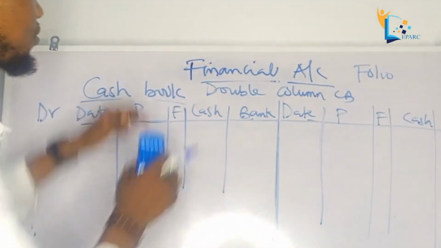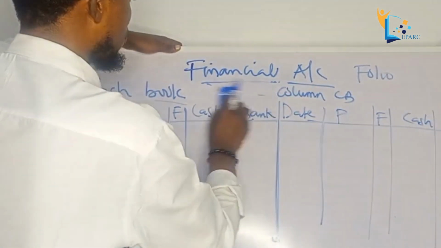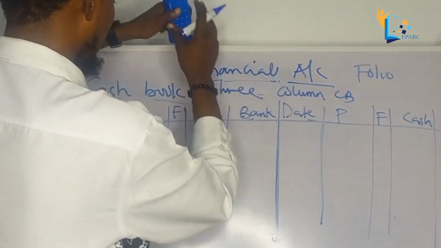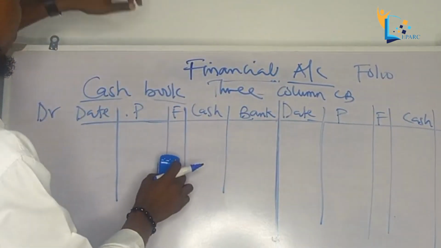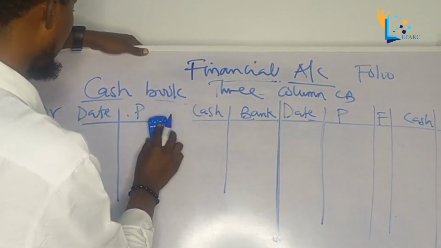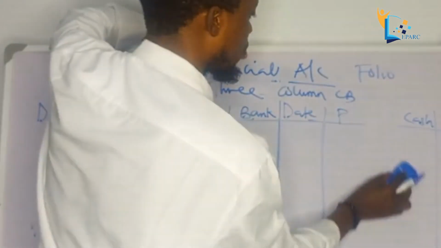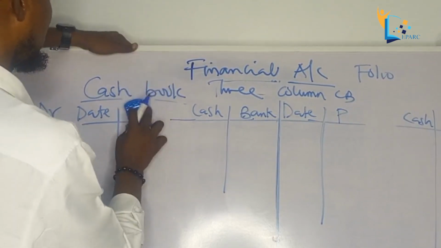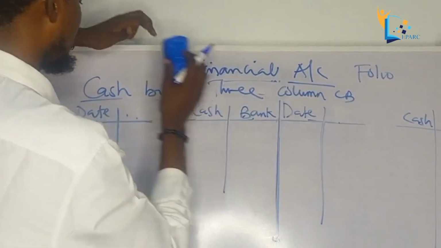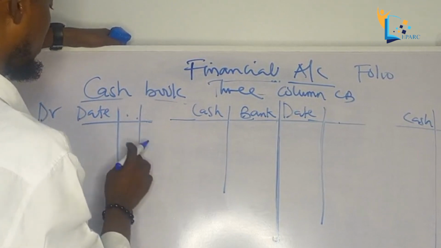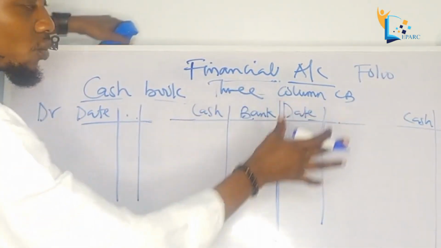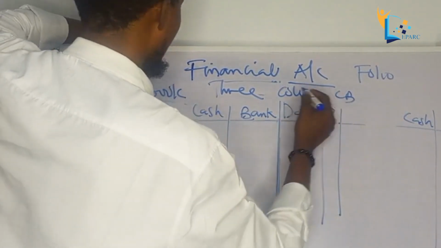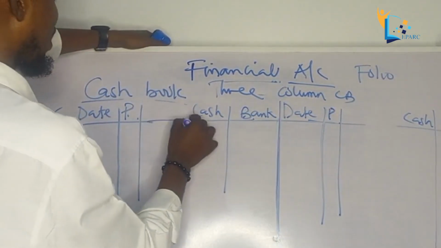Then lastly, we have the three column cash book. Now the difference here is this. Sorry, I have to minimize this so that the board will be enough. This is the particulars.